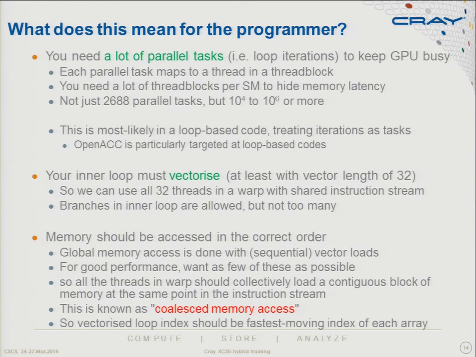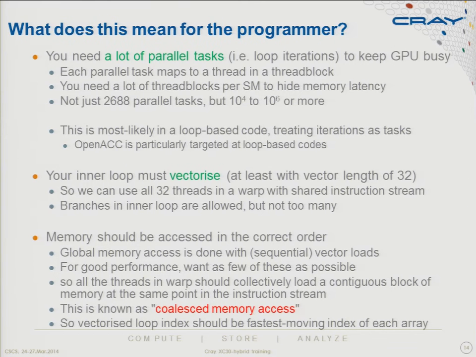There might be 3,000 odd single precision cores on the GPU or 1,000 odd double precision cores. But if you just have that number of threads, you'll get terrible performance. You need tens of thousands, possibly 1 million threads for the GPU to be able to swap these in and out to get the best performance overall.